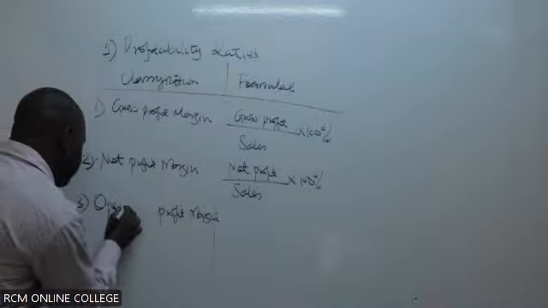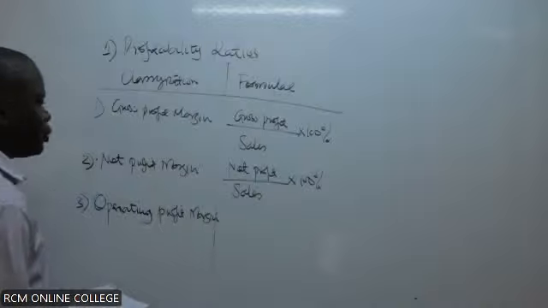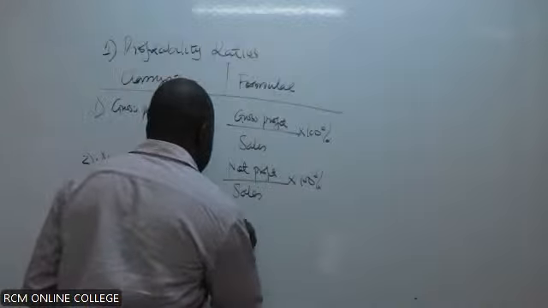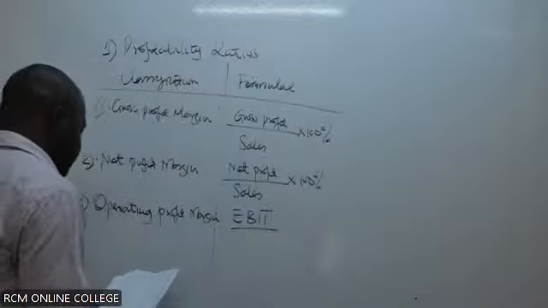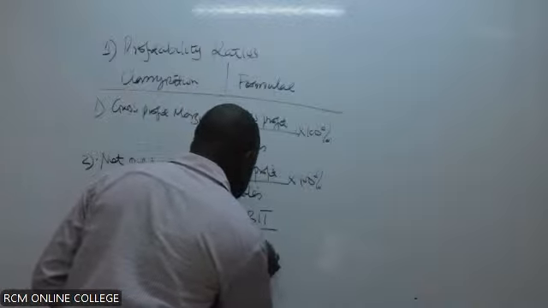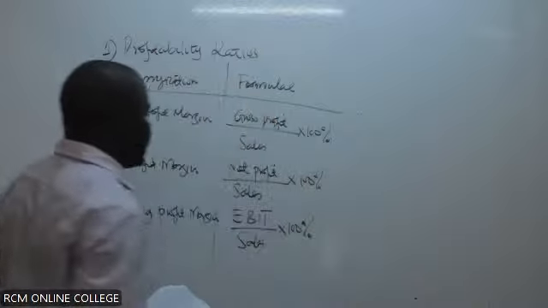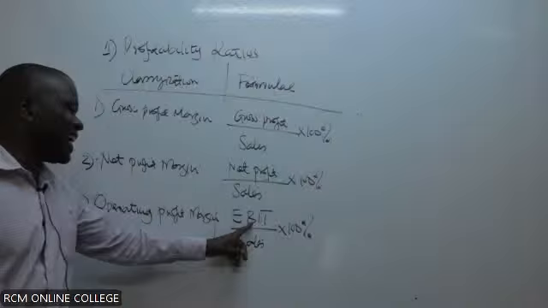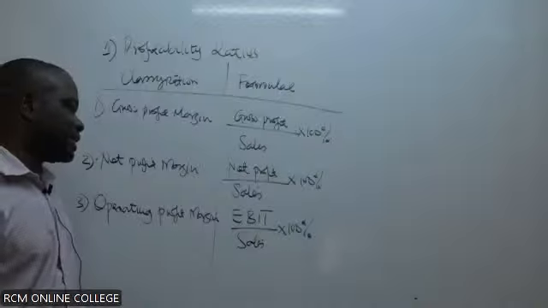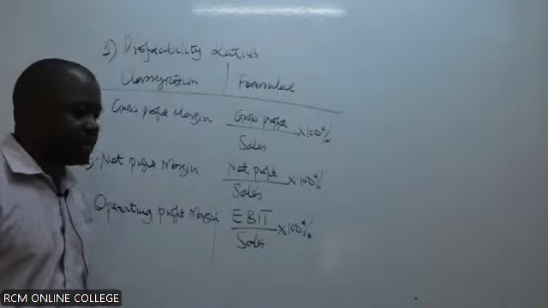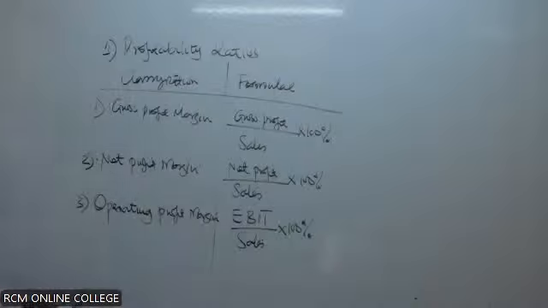So operating profit margin ratio: you take the earnings before interest and tax, divide by the sales, and multiply by 100%. The earnings you have before you deduct interest and tax, you divide by the sales, you multiply by 100%. It will give you the operating profit margin.